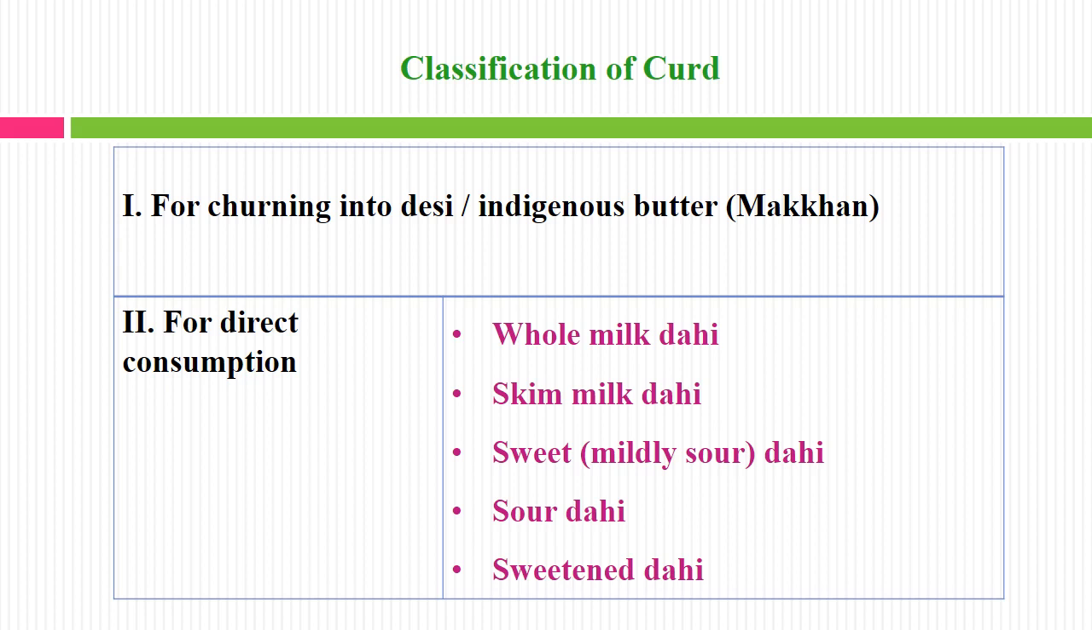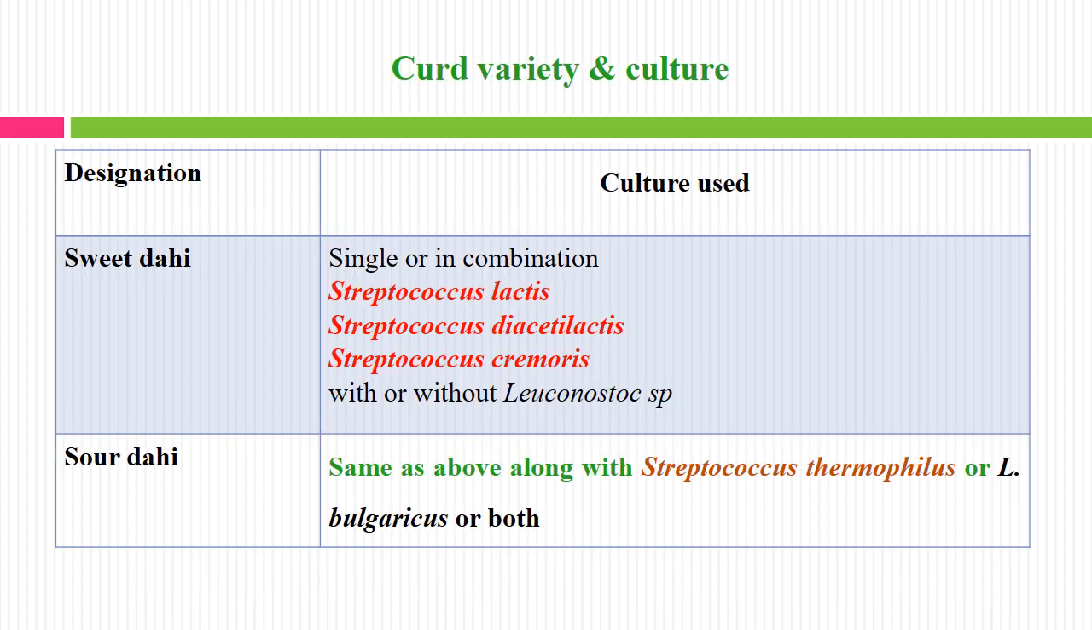The second category of curd is mainly for direct consumption. That can be of different types, like whole milk dahi or curd, skim milk dahi, sweet dahi, sometimes sour dahi, and sweetened dahi. So there are different varieties for direct consumption of curd. Here we will discuss the curd varieties and culture.